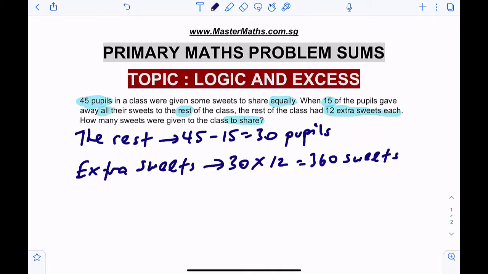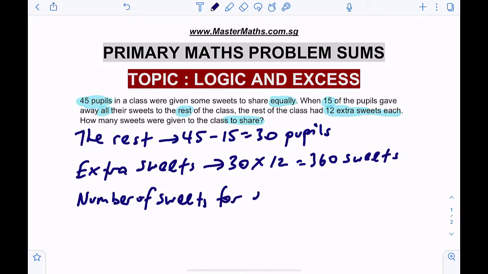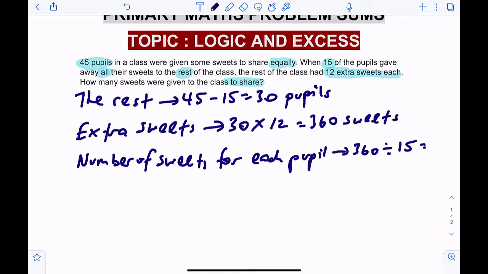So how many sweets did each of the pupils actually get at first? Number of sweets for each pupil will be 360 divided by 15. When we do this, we will achieve an answer of 24 sweets for each pupil. This is the original number of sweets for each of them.